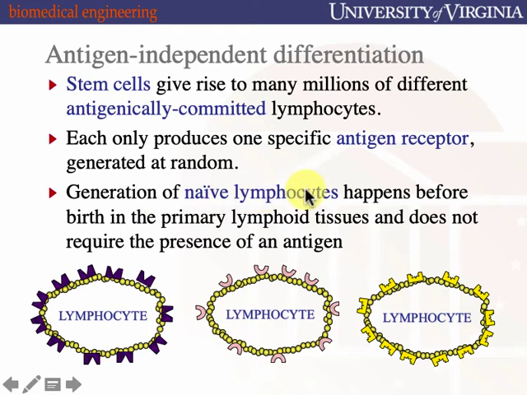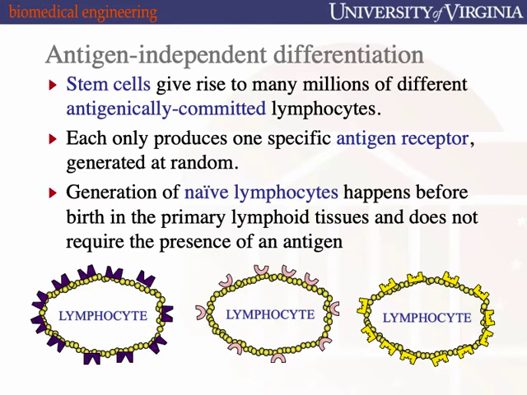The generation of naive lymphocytes happens before birth in the primary lymphoid tissues, the bone marrow, or again, the thymus, and does not require the presence of an antigen. Okay, so we're talking about generating a number of these lymphocytes that are all going to express their own cognate receptor. And so you can think about this as a way that the body generates this absolutely enormous library, right? A library of potential receptors that are capable of, if you can find them, possible matches.